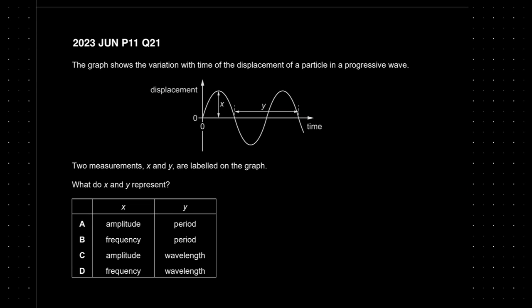21, the graph shows the variation with time of displacement of a particle in a progressive wave. So this is a displacement time graph. So X is without a doubt the amplitude. Even in the case that this was a displacement distance graph, this would be the amplitude, and Y is the time period. So amplitude and time period, that's A.